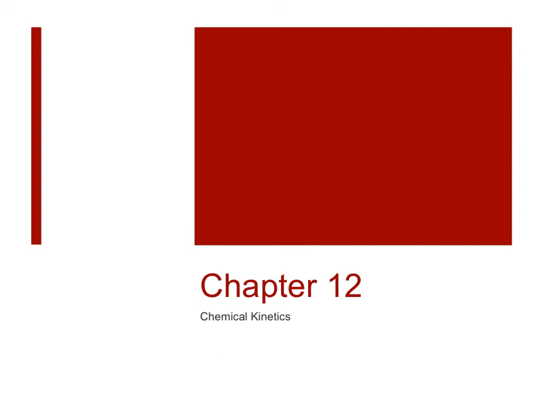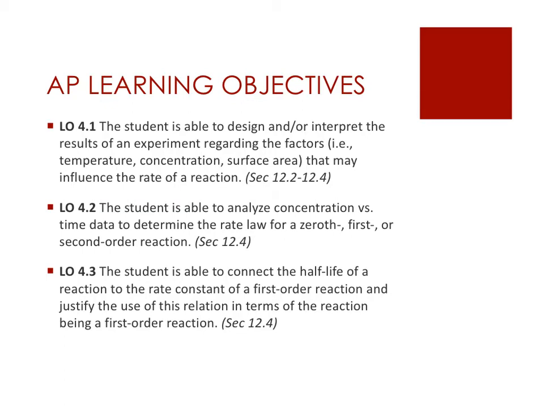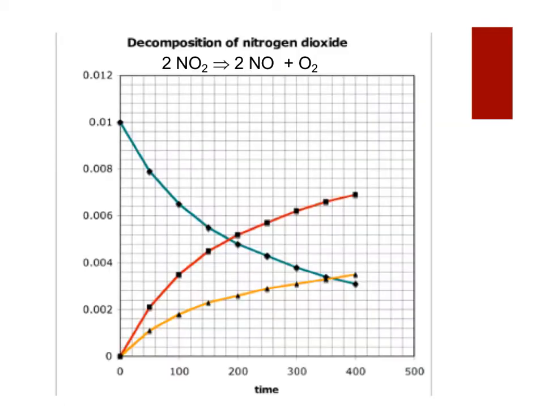Okay, for chapter 12, we're going to get into rates of reactions, which describes how fast they happen and how they change over time. Generically, we just think about reactants going down and products going up, and we measure those changes and how fast the reactants change into products, and that's chemical kinetics. Some learning objectives.